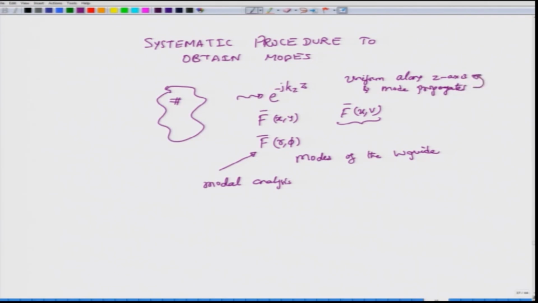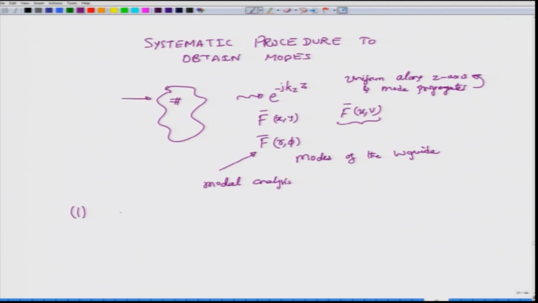So, what is the systematic procedure? Well, the procedure is actually quite straightforward, not really complicated, but of course, the actual calculations may become tedious and complicated if you allow for very general cross sections to consider.